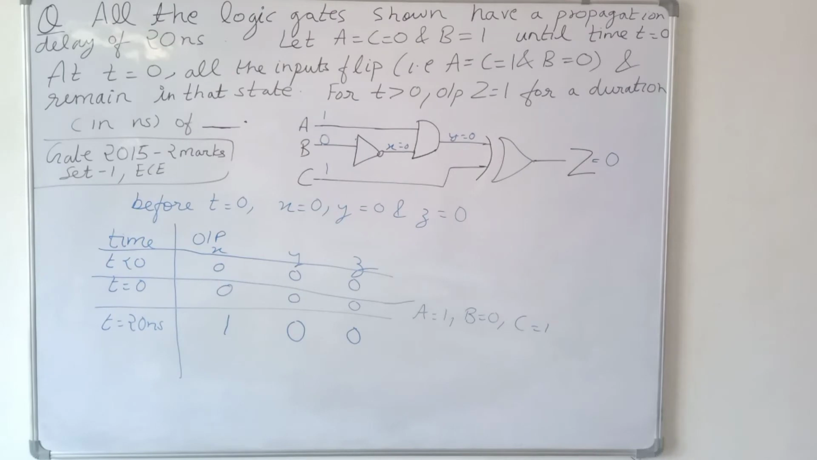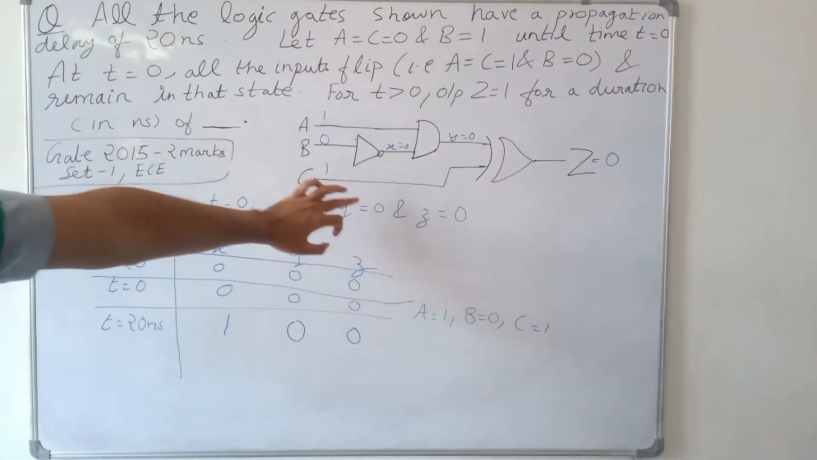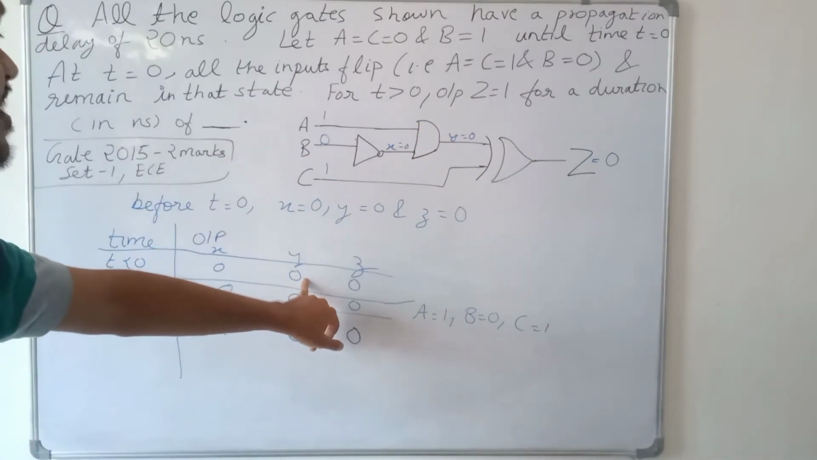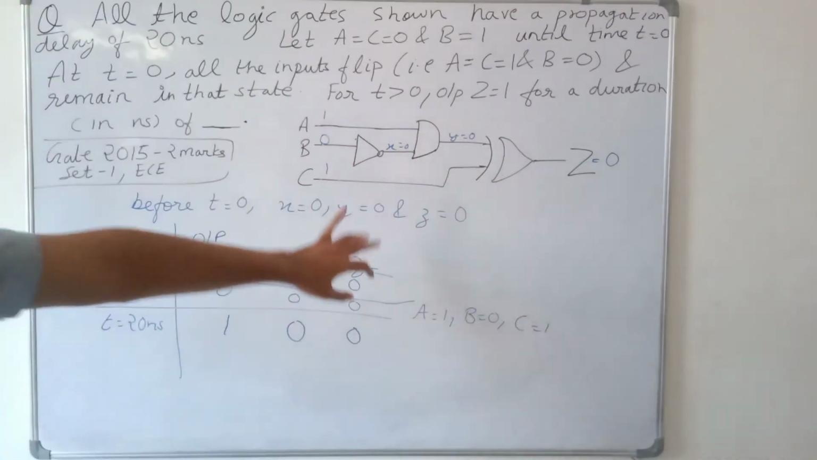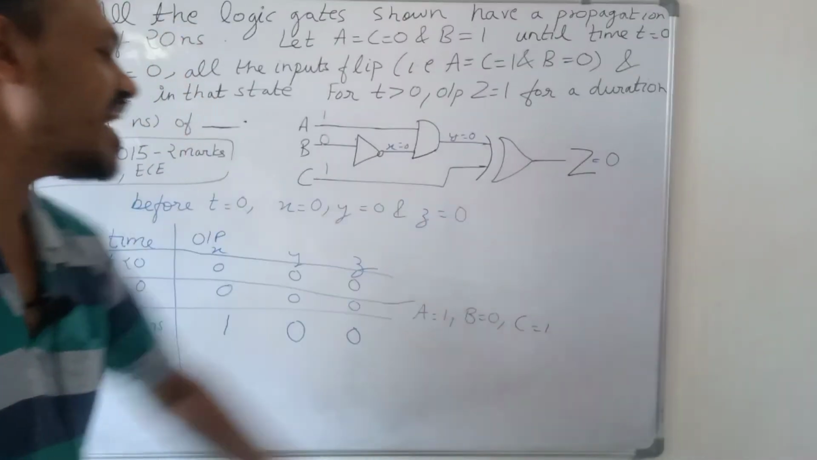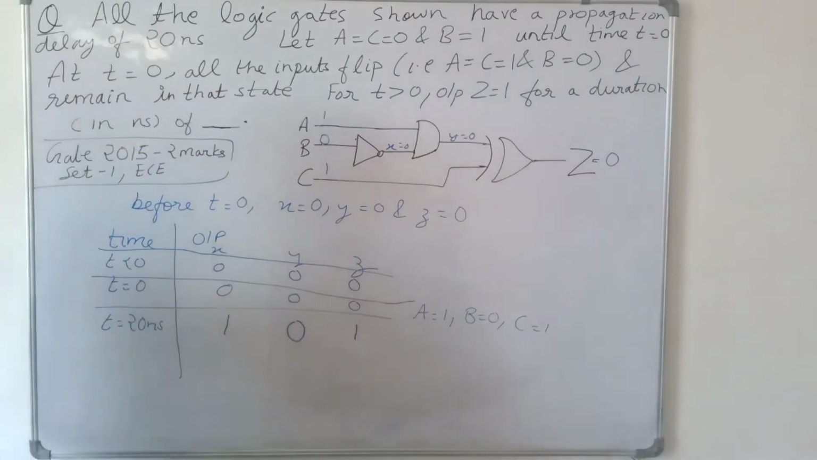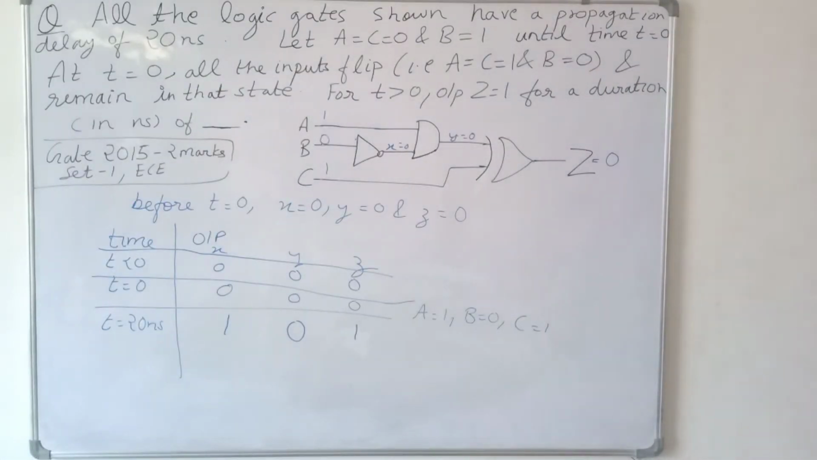So Y will remain constant at 0. But Z will change, because at time t equal to 0, Y was 0 and C was 1. So Z will change to 1 at time t equal to 20 nanoseconds.